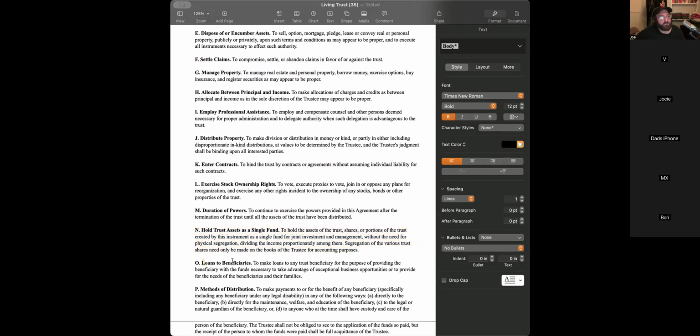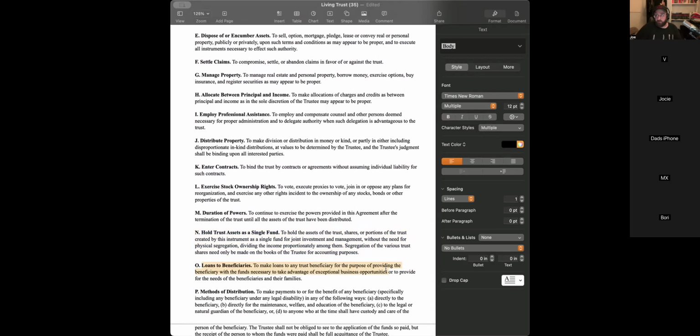All right. Loans to beneficiaries, to make loans to trust beneficiaries for the purpose of providing the beneficiary with the funds necessary to take advantage of exceptional business opportunities, such as, let's say the son who's now running the business goes, oh man, you know what? If we could get another $20,000, we could expand the business and add these features. We got a great opportunity. We got a great deal. I got a bargain right now. So the trust will say, yes, let's give you that loan, so that you can use that opportunity to grow the business.